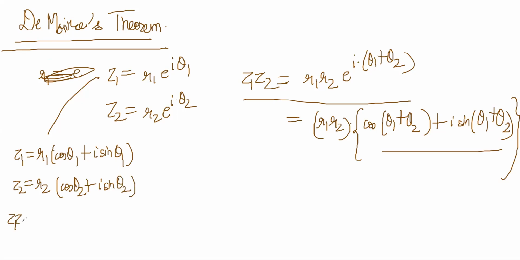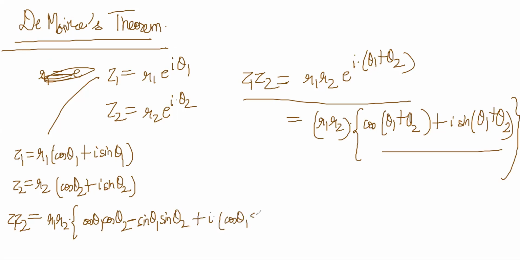So Z1 Z2, if you directly multiply, what will come? R1 R2, and you have to multiply these. So it will be cos theta 1 cos theta 2 minus sin theta 1 sin theta 2, plus i times (cos theta 1 sin theta 2 plus cos theta 2 sin theta 1), right? This long thing will come, no?